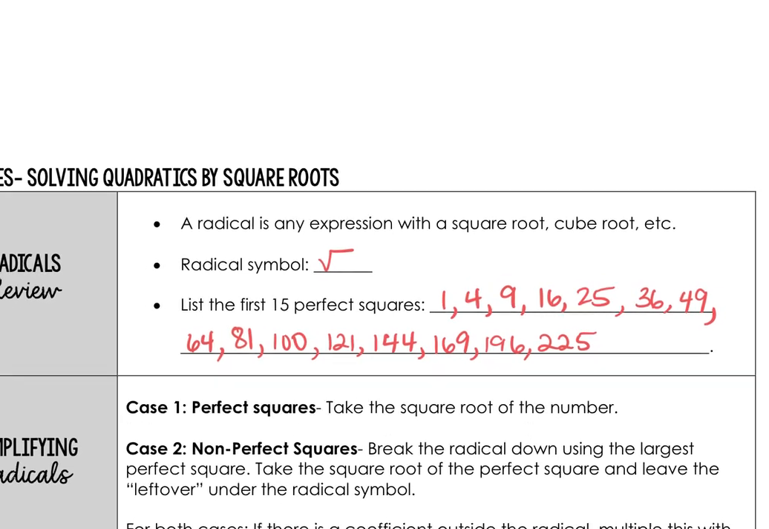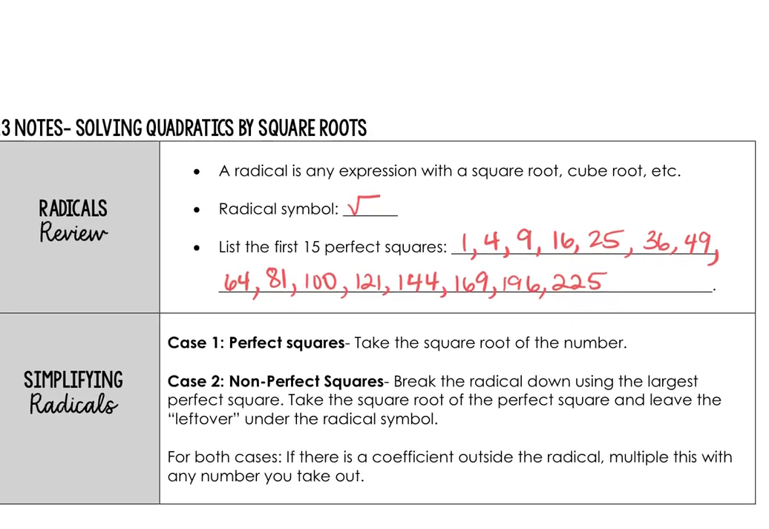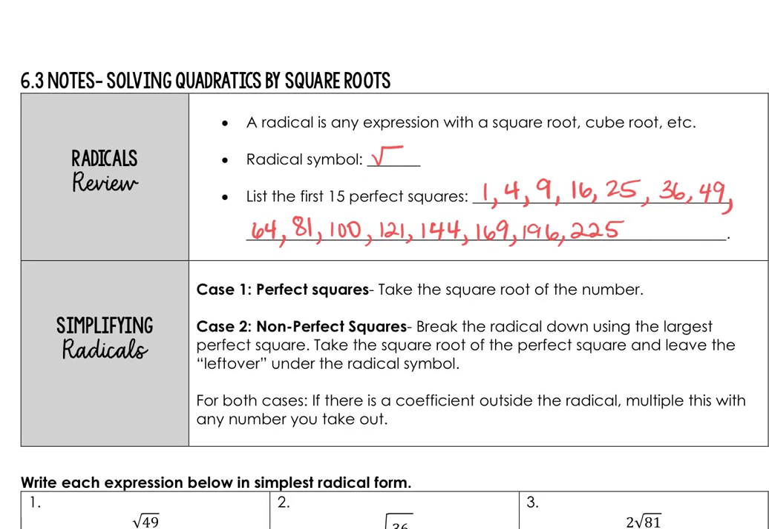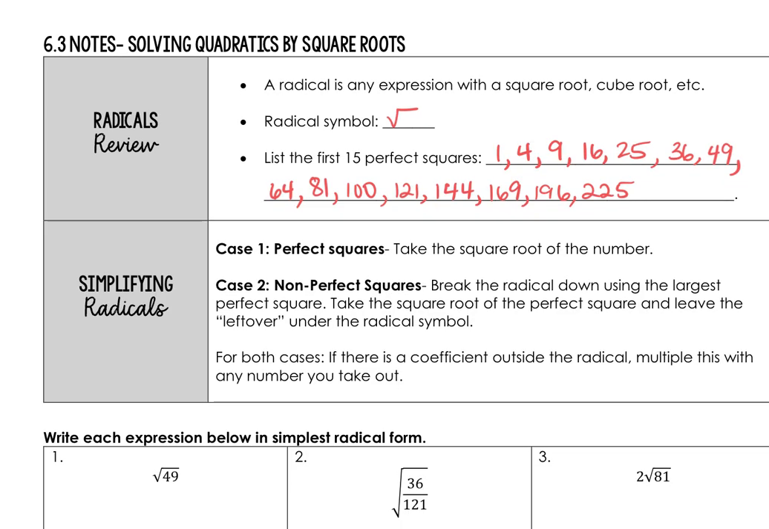So knowing your perfect squares is going to help you in this next part where we review simplifying radicals. When we're simplifying radicals, there are 2 cases. Case number 1 is if you have a perfect square. If you have a perfect square underneath the radical symbol, you just take the square root of that number, meaning like the square root of 4 is 2, because 2 times 2 is 4, or the square root of 9 is 3, because 3 times 3 is 9.